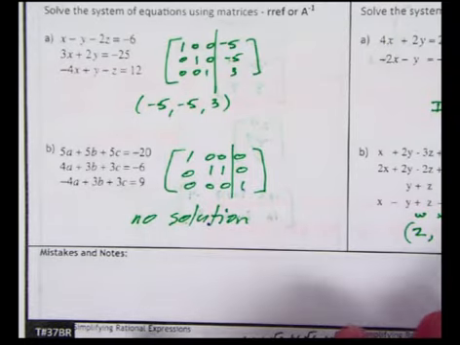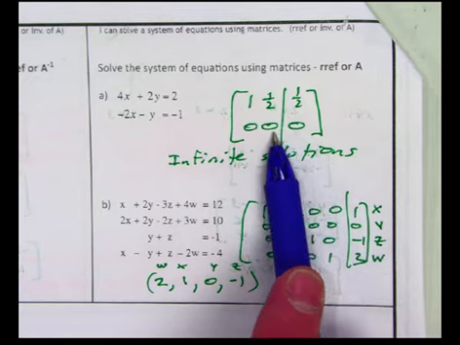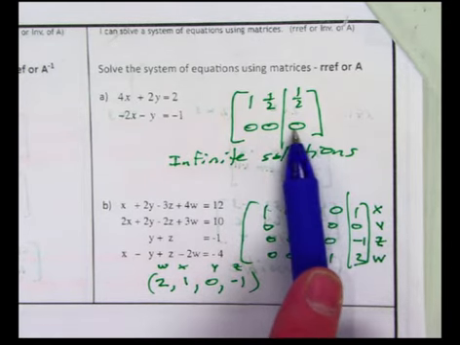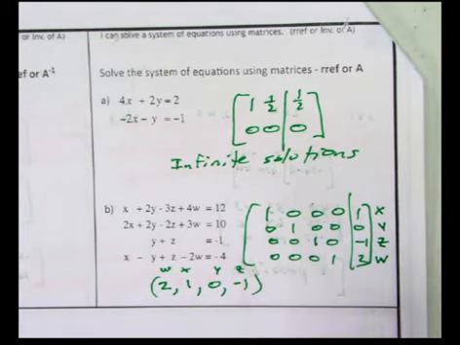Another kind of outlier deal that you'll get from rref sometimes is you'll get 0 and then equals 0. Well, when does 0 equal 0? Well, it always does. So this ends up telling me that this is an infinite solution type of answer.